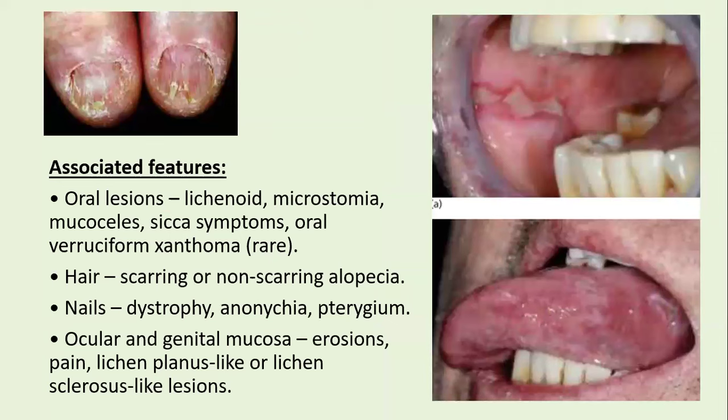Associated features. Oral lesions include lichenoid rash, microstomia, mucocele, Sjogren syndrome, and verrucous xanthoma. Hair involvement includes scarring and non-scarring alopecia. Nails may be dystrophic. There is anonychia and pterygium formation. Ocular and genital mucosa is associated with erosions, pain, lichen planus, or lichen sclerosus-like lesions.